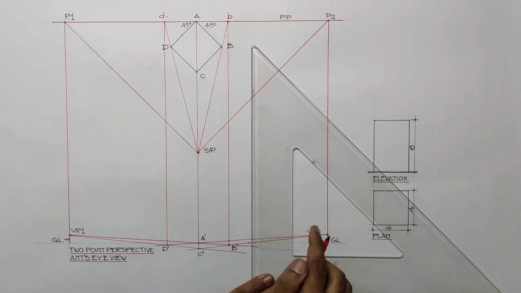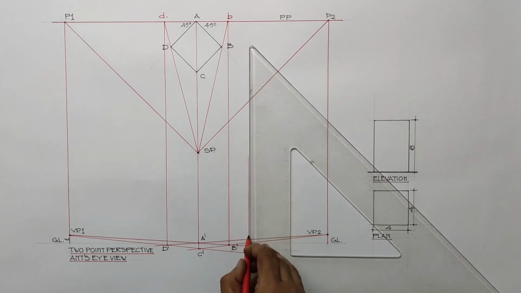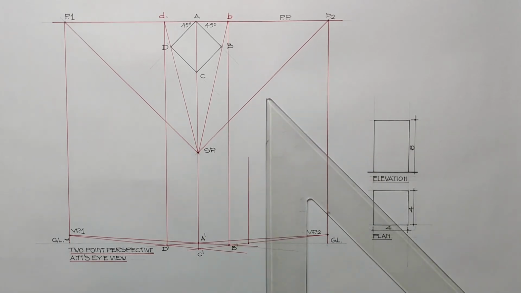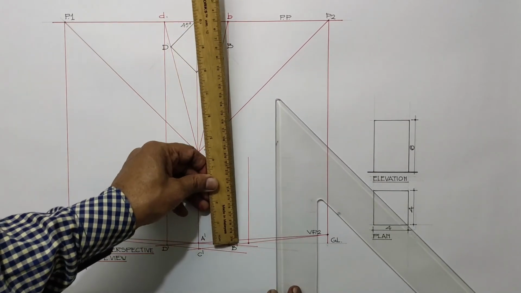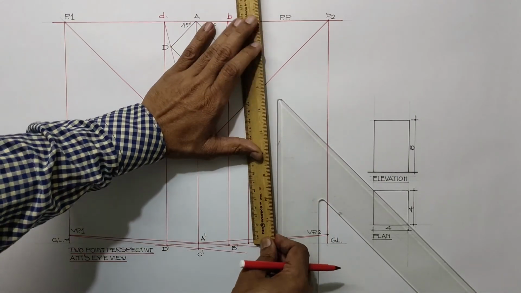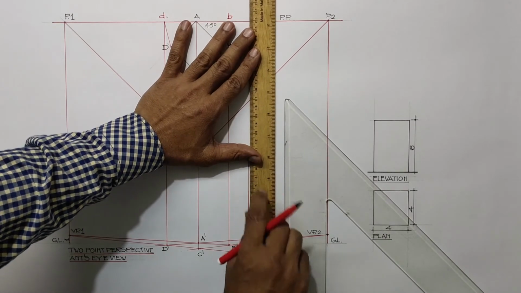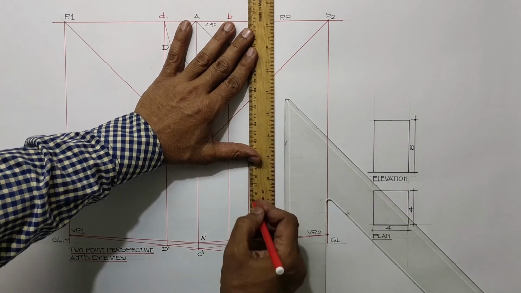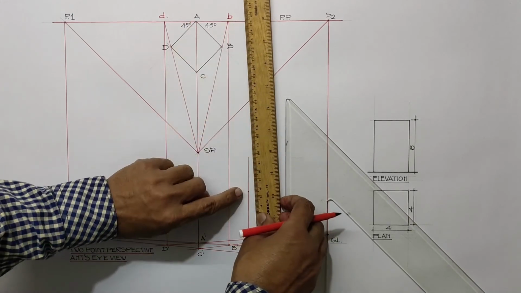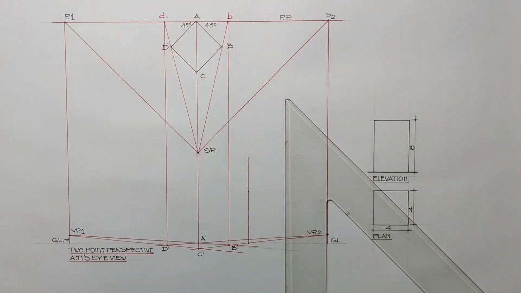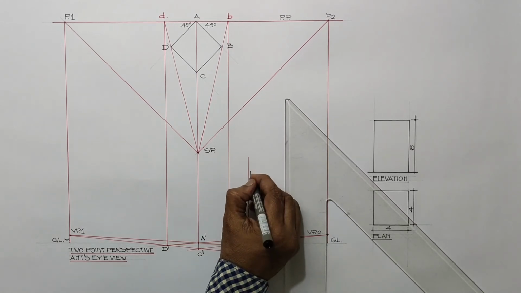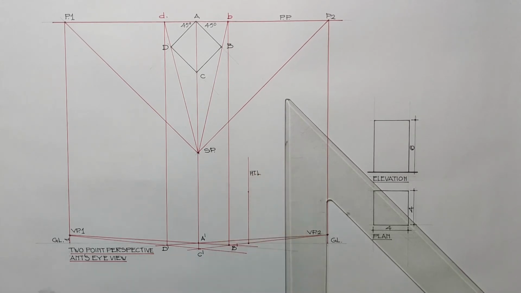We draw a straight line so that we can mark the height from GL. It is given as 6 units. So I am marking 6 units from GL. After that, we have to project. This is the HTL or height line, 6 units as per the given elevation.